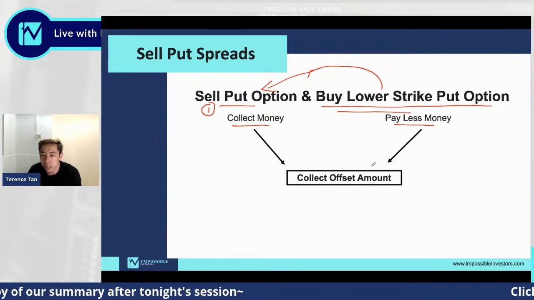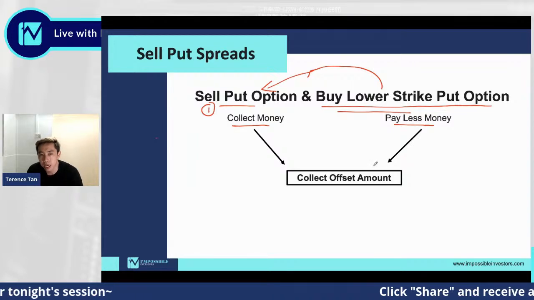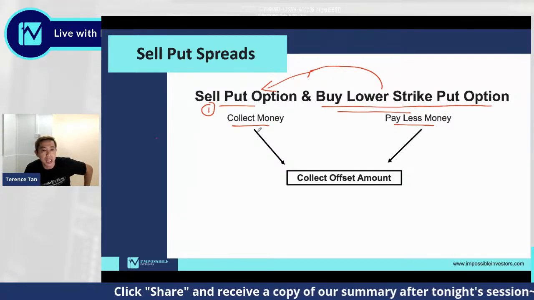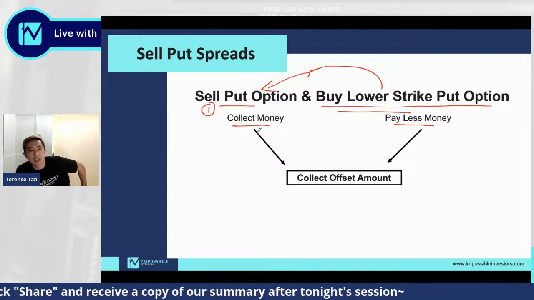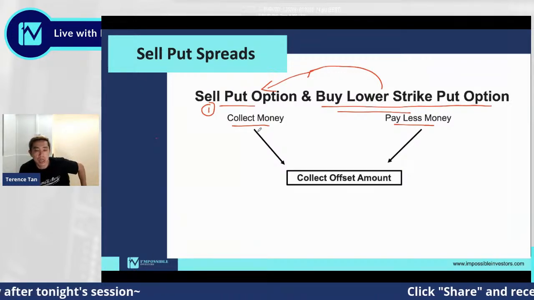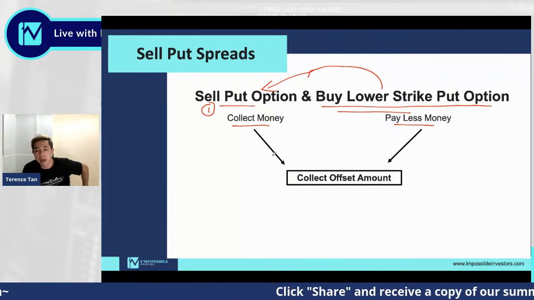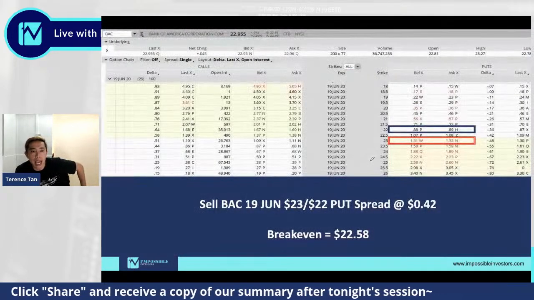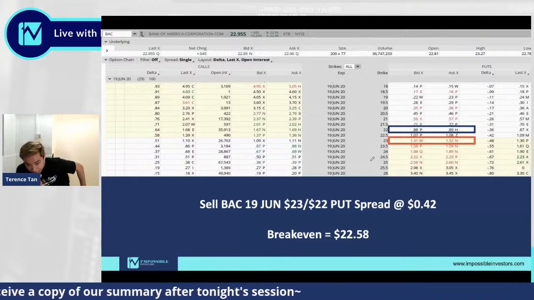Now, for this entire trade, what do you get then? You still collect, because you're selling something that costs more. So you still collect over here, and you collect what we call the offsetted amount for the entire trade. Now let's quickly look at a possible trade design and structure.